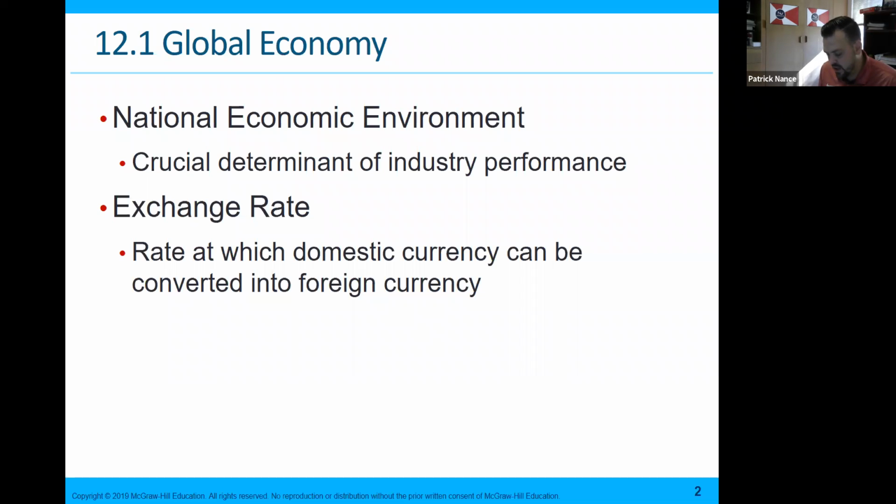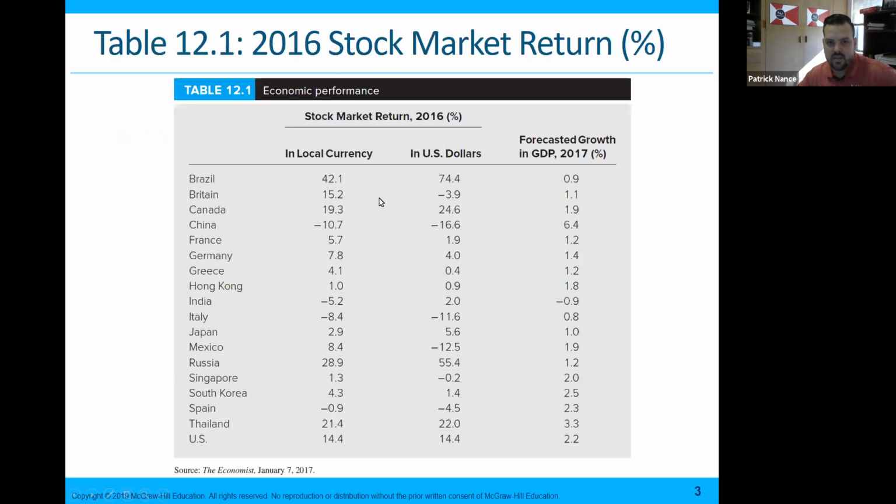Exchange rates. Exchange rates are just the rate at which a domestic currency is exchanged for a foreign currency. So how many US dollars does it take to get a euro, or how many for a Great British pound, or how many for a Canadian dollar, or how many for a Japanese yen, or any of those types of currencies.